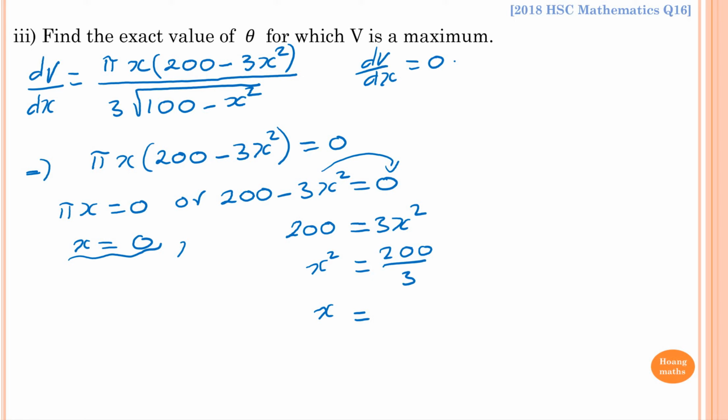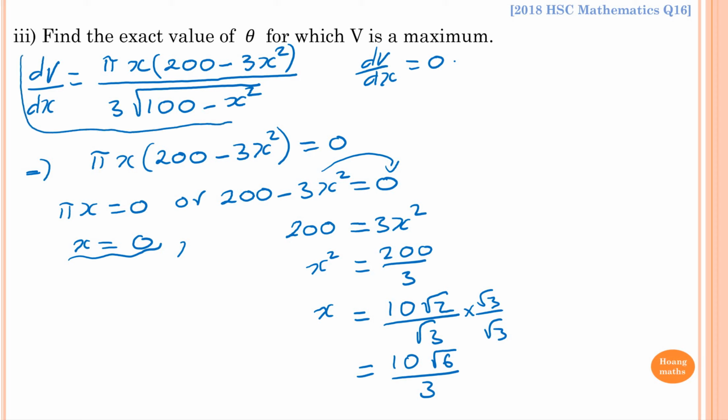So square root both sides, which gives me 10 root 2 all over root 3. If I rationalize this, multiplying by root 3 over root 3, it will give me 10 root 6 all over 3. That's its x value. Now we have to test it to make sure it is a maximum at x equal to 10 root 6 over 3. The best way to do this is just to use the sign test, because the second derivative of this is quite complicated. So we just use the sign test, it is easier.